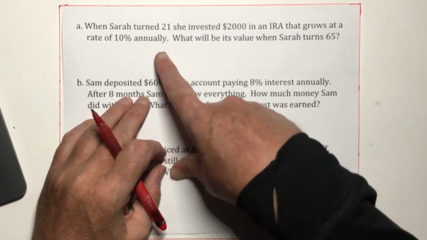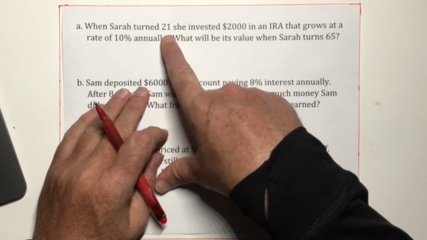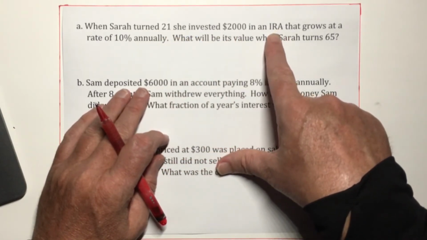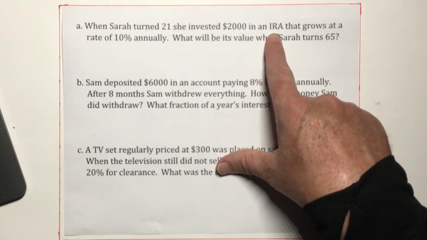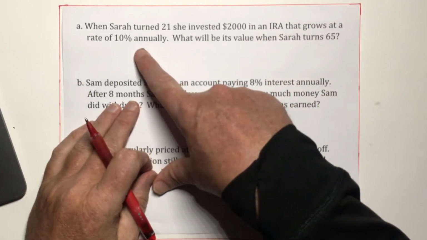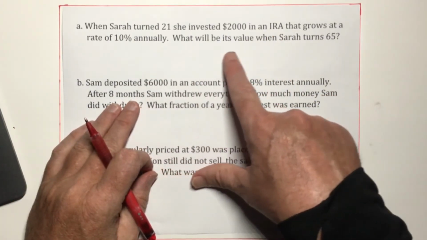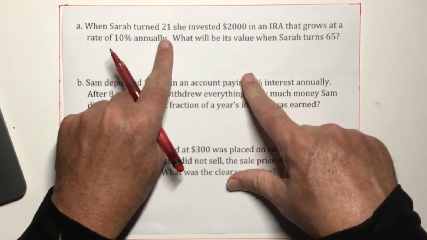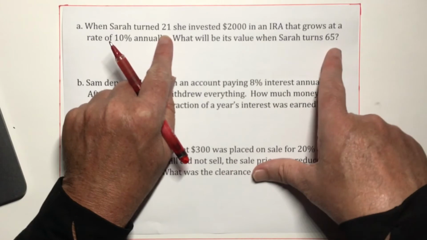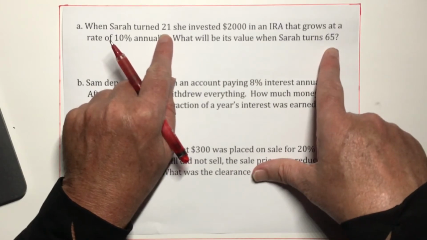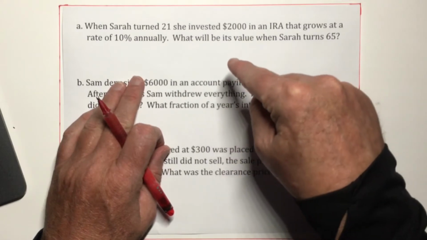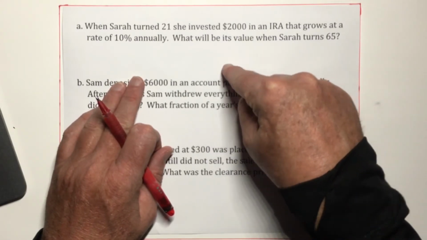But here, when Sarah turned 21, she invested $2,000 in an IRA. That's an individual retirement account that grows at a rate of 10% annually. What will be its value when Sarah turns 65? Well, golly, that means it's going to be an investment from the age of 21. So that's 44 years. So that means if you do this on your calculator, you're going to have to press your calculator button 44 times.